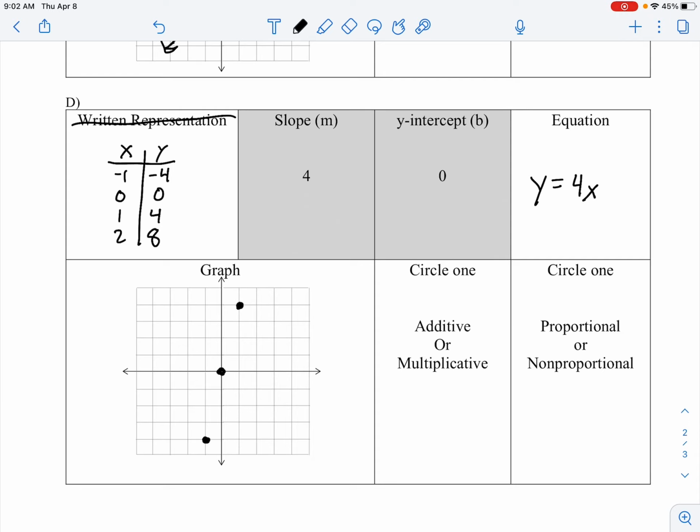All right, now is this additive or multiplicative? Well, we can tell from our graph it goes through the origin, so it's multiplicative, and also we can tell from our equation. This is 4 times x, so that is multiplicative. And is it proportional or non-proportional? Well, once again, looking at our graph, it goes through the origin, which makes it proportional. Proportional relationships will always go through the origin. And once again, it's multiplicative, so it is proportional, always.